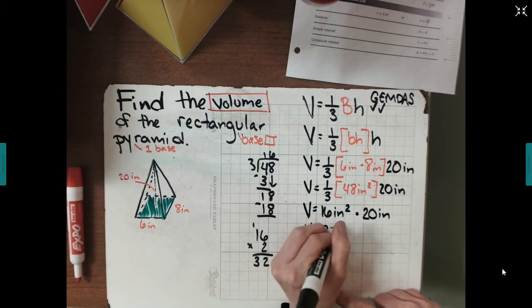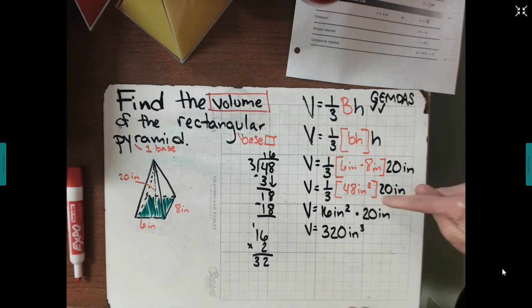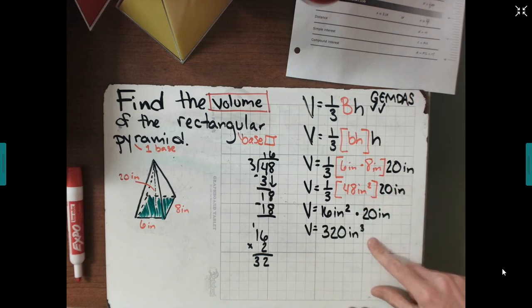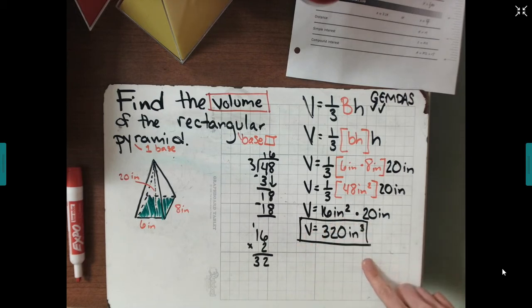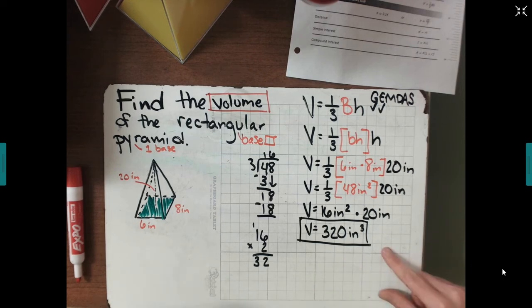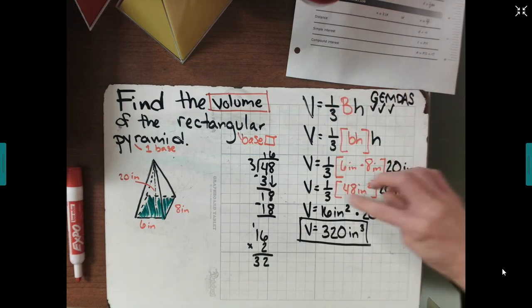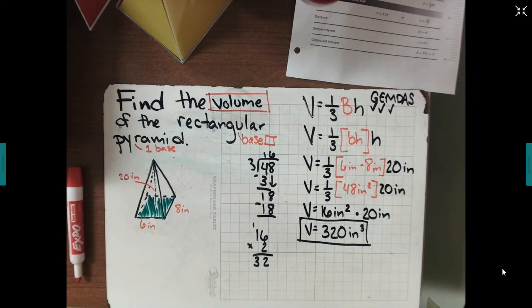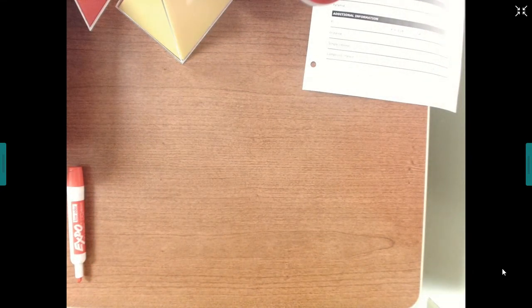So the volume is 320 inches cubed, because we did inches squared times inches again. And we know that with volume, we have cubic measurements. Okay, so our answer there, the volume of this rectangular pyramid is 320 cubic inches. And all we had to do was multiply. Oh, we divided as well. But yeah, multiplying by 1/3 is the same thing as dividing by 3. Okay. All right. Let's try another problem.